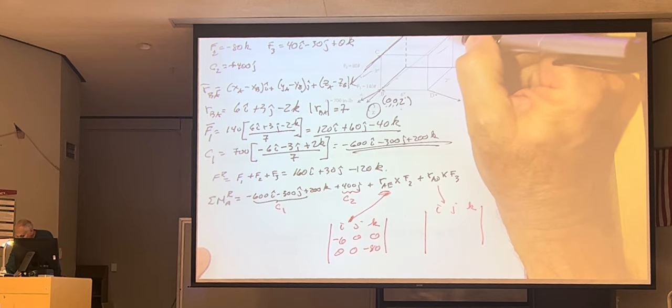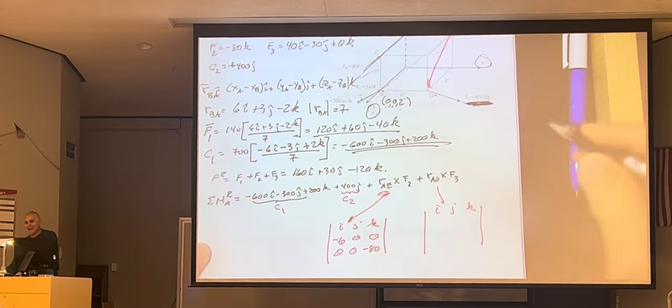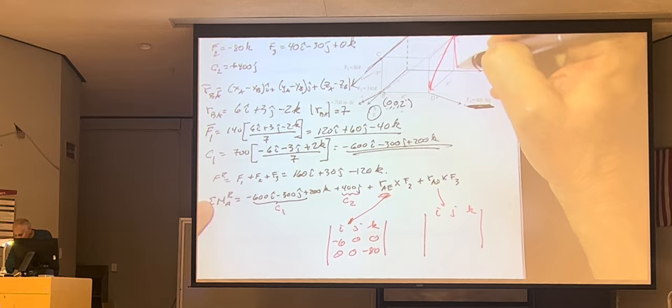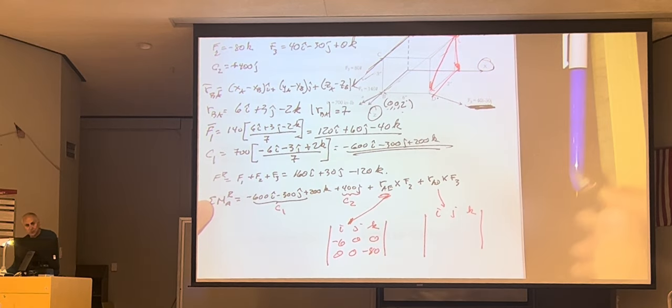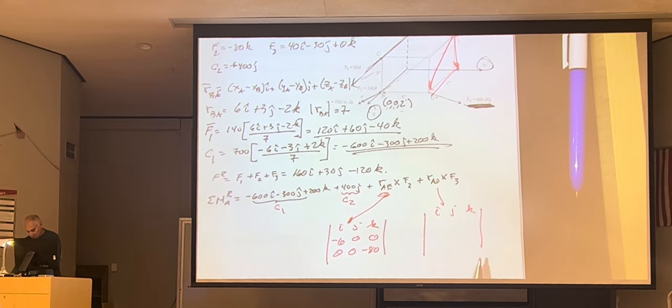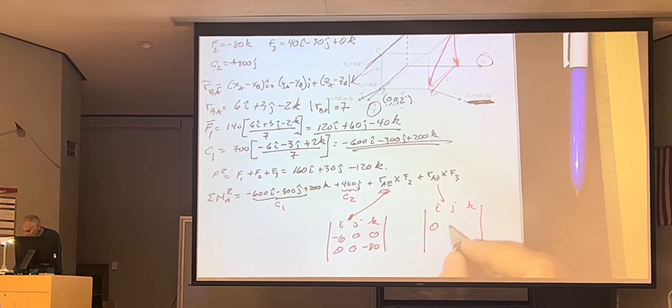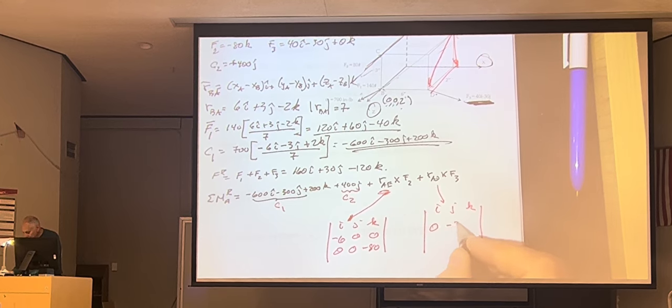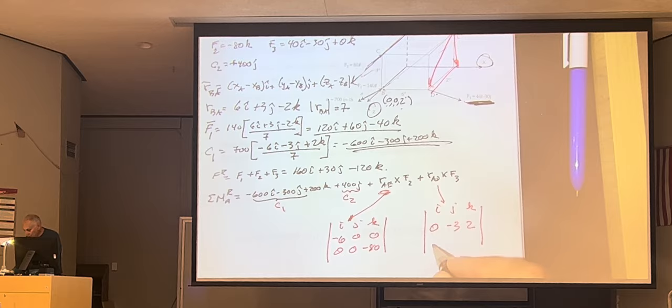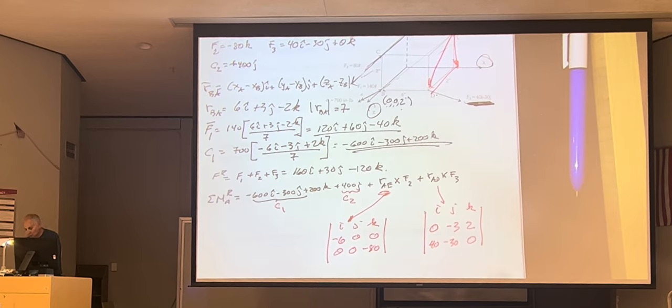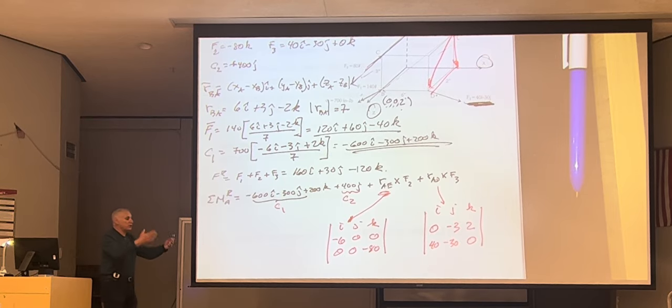The R is this guy, RAD. Well, how can I get there? I can get there by going down, right? 3 over 2. That'll get me there. So this could be i, 0, negative 3, and positive 2. And then the force is 40, 30, and 0. Now you gotta do the determinant.